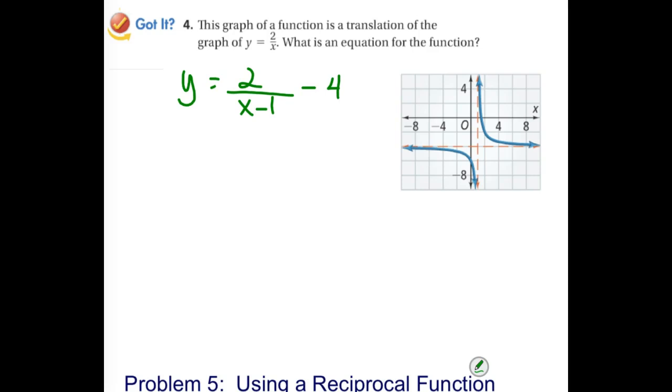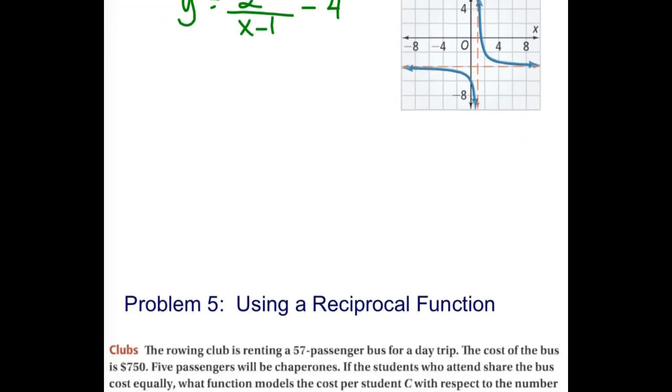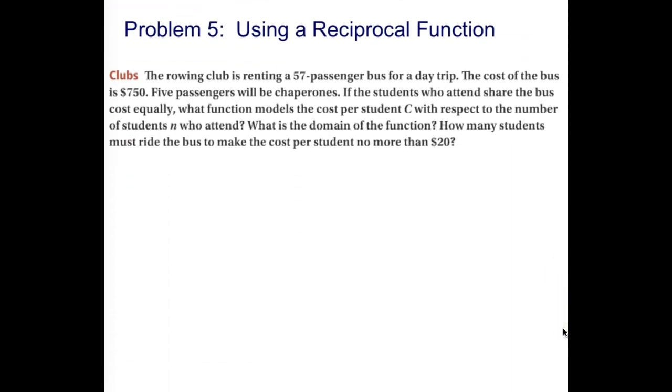All right. Our last one, we're going to look at an application. It says the rowing club is renting a 57-passenger bus for a day trip. The cost of the bus is $750. 5 of the passengers will be chaperones. If the students who attend share the bus cost equally, what function models the cost per student C with respect to the number of students N who attend? That's one of our questions.